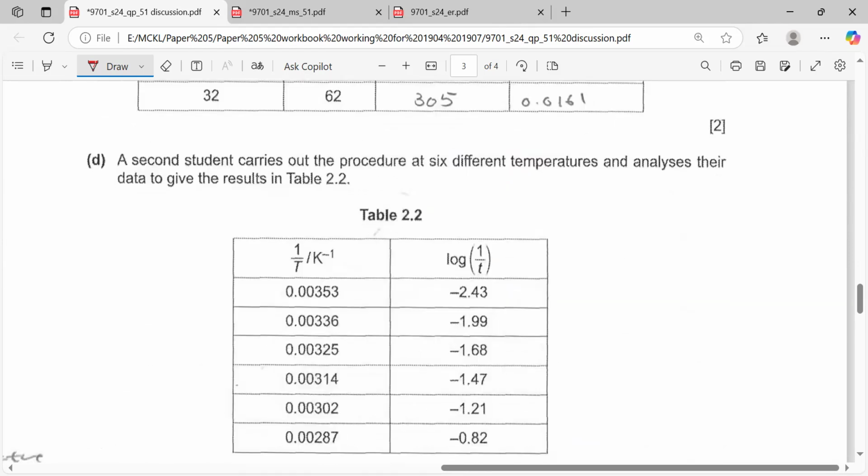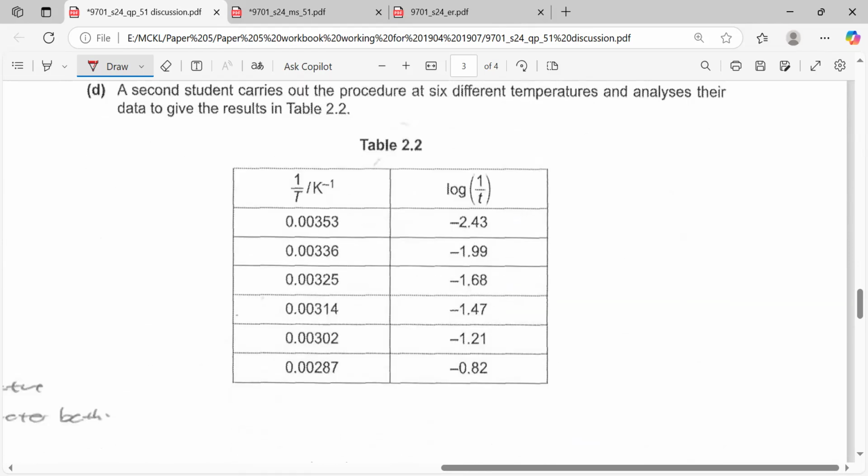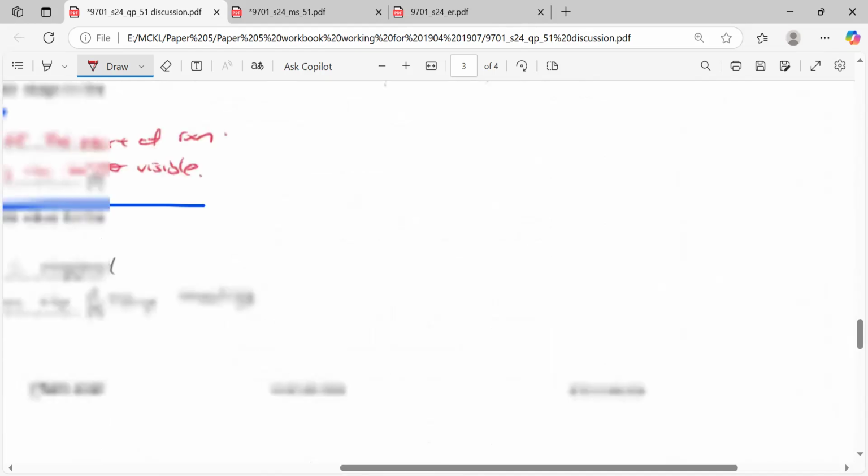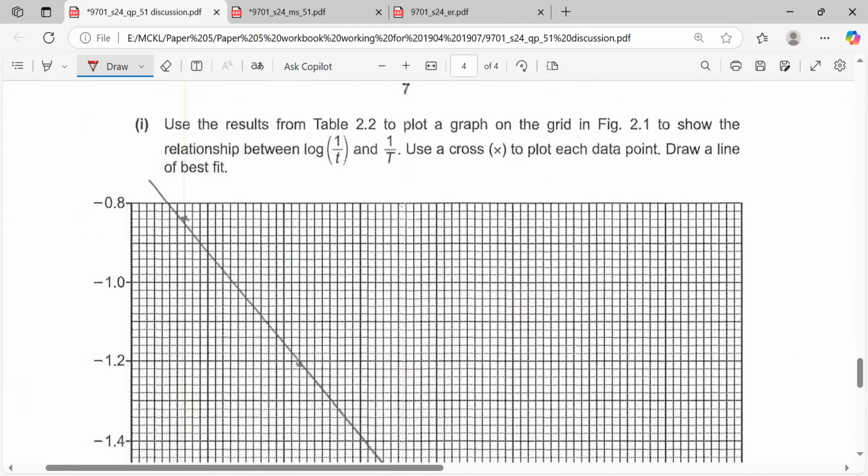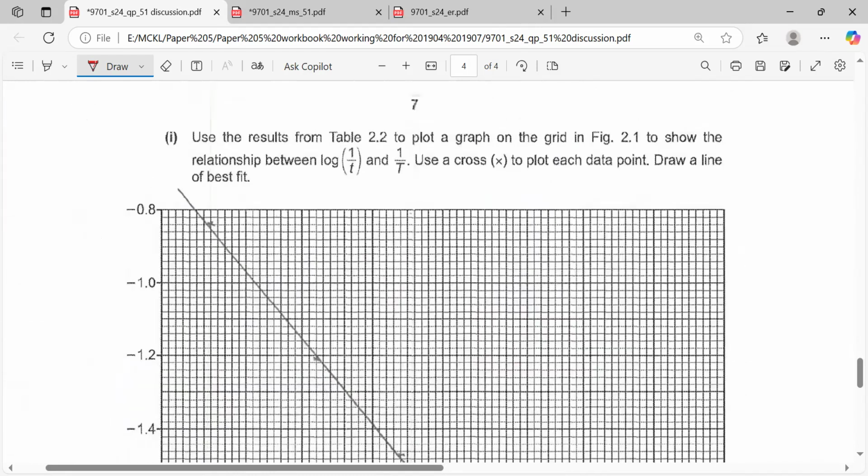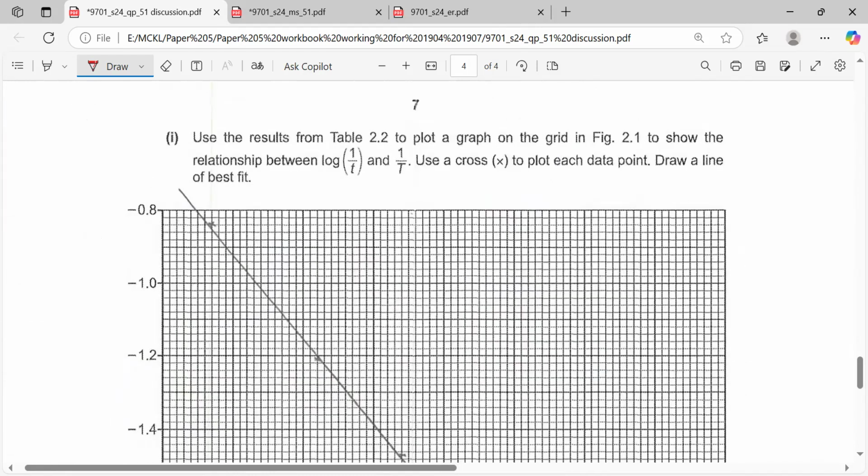So the reason why they do a log is because they're trying to make it into an integer for our convenience. All right, just so you know. Now use the results to plot a graph to show the relationship between rate, just so you know this is actually rate, and temperature. Okay, and use crosses to plot each data and draw a line of best fit. Again, a line of best fit can be curved, can be a straight line. You see what is best.